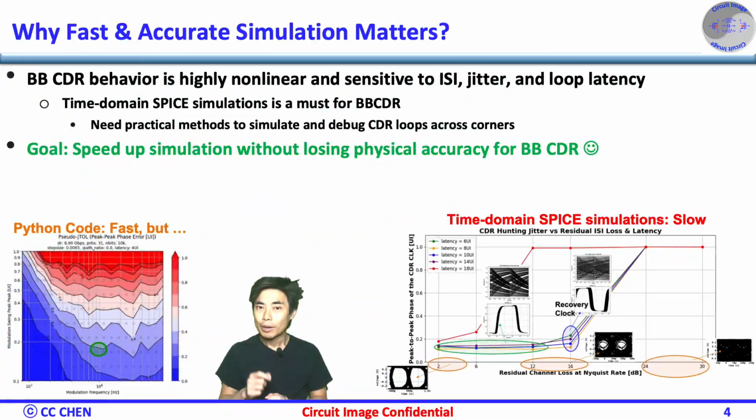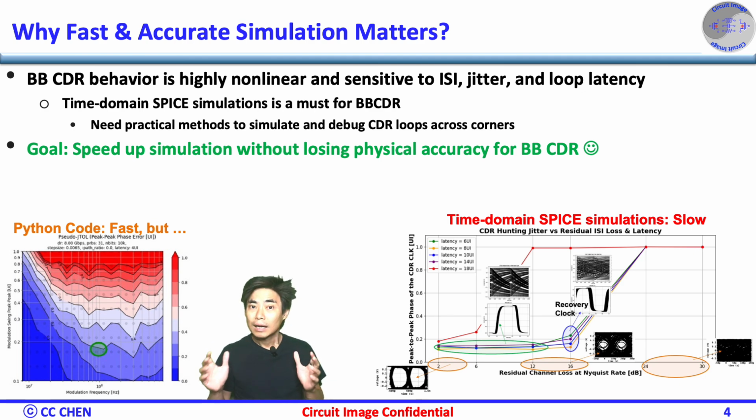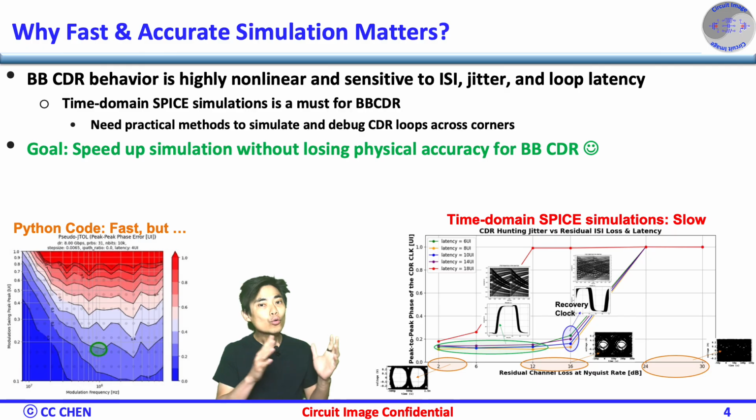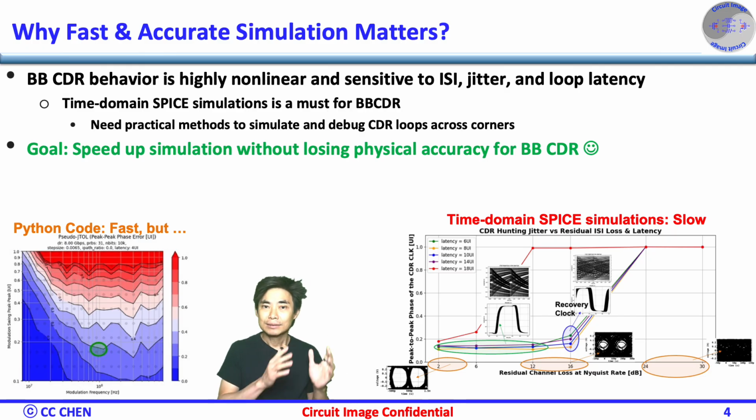Let's now talk about why this balance between speed and accuracy matters. Behavioral models like Python or Verilog simulate quickly. They are great for testing ideas, but not reliable under non-ideal conditions. SPICE simulations are slow but extremely accurate. They capture all real-world effects, but take time, that's the trade-off.